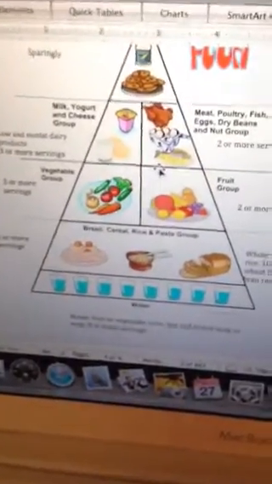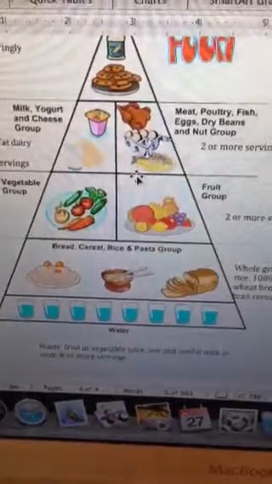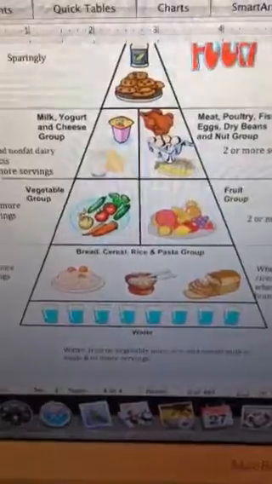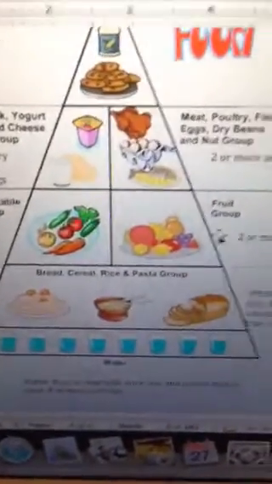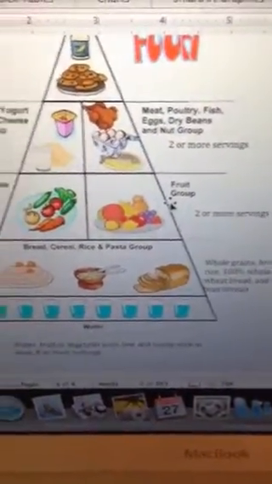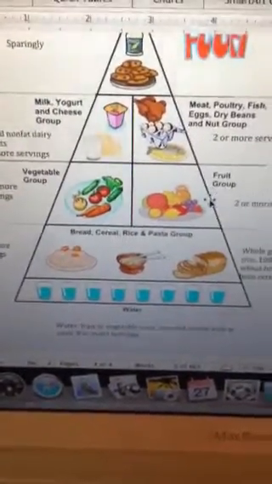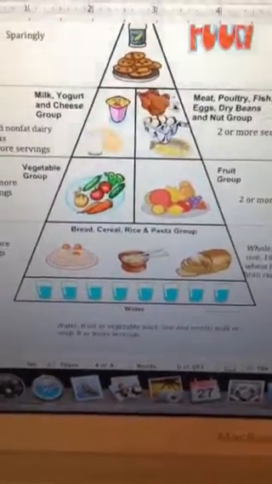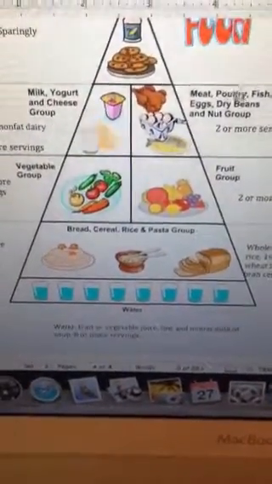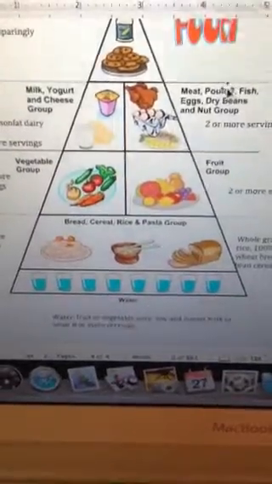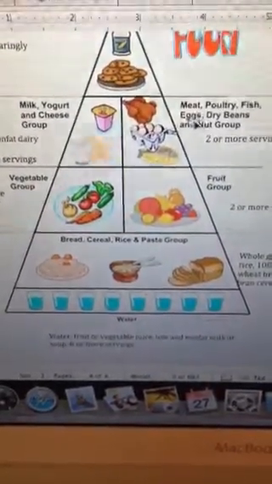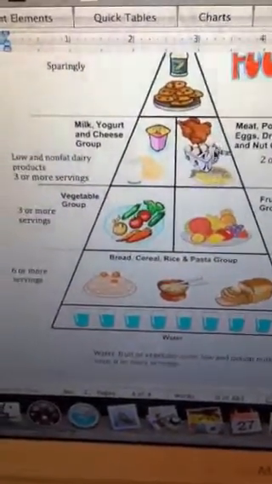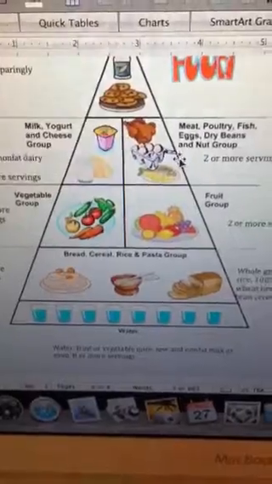Your fruit group, so we have watermelon and grapes, and a lot of the things that you guys brainstormed on the board fall into this category, and this is 2 or more servings. And we'll talk about the serving size a little bit later. The next category is a bunch of different things classified in this one. So you have meat, poultry, which is chicken or birds, fish, eggs, beans, and nuts. Those all fall into this category. So that's going to be 2 or more servings of that.